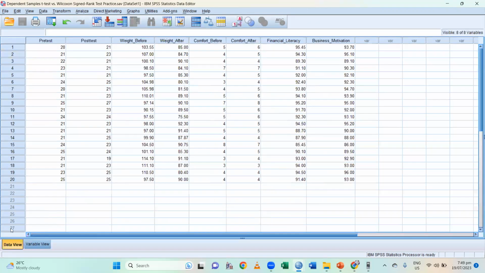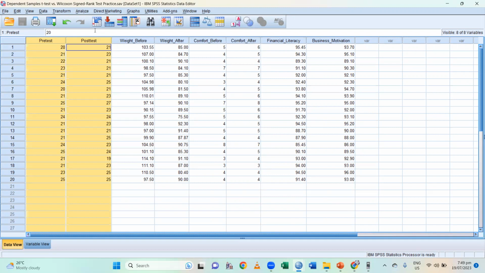If we click the data view, you have here the scores for pre-test and here's the score for post-test. Take a look at the scores, ma'am. For respondent number one, his pre-test score is 20, his post-test score is 21. For respondent number nine, his or her pre-test is 25, the post-test score is 27, and so on. Take a look at the data, ma'am. In your opinion, do you think there's a significant difference between the pre-test and post-test score?